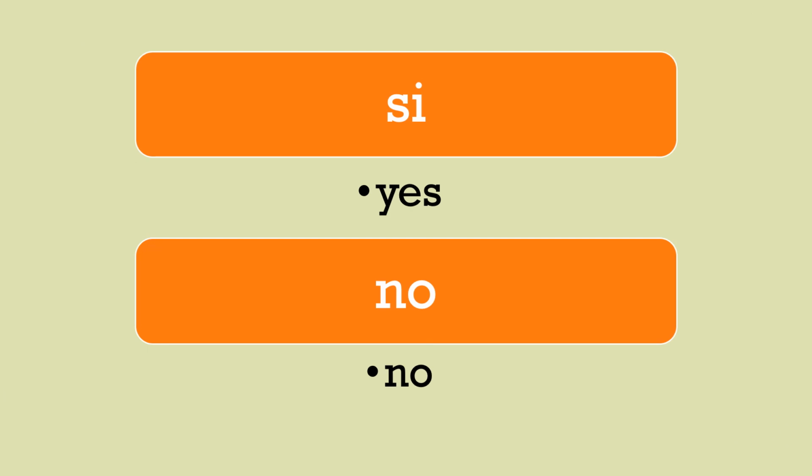Finally, two last words which are fairly simple. Si means yes. Si. And no means no.